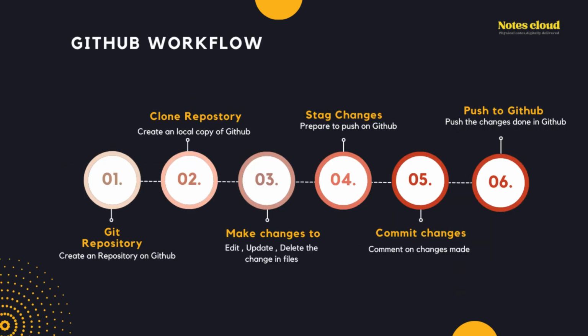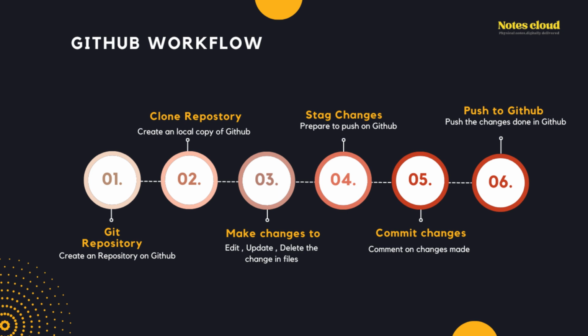Here is the Git workflow that every developer should be familiar with. Whether you are working on a solo project or collaborating with others, this process ensures that your code is always backed up and that changes are tracked properly. Let's break it down step by step. Create a repository on GitHub. This is the very first step you should do. This is where your project files will live. It's the starting point for version control.